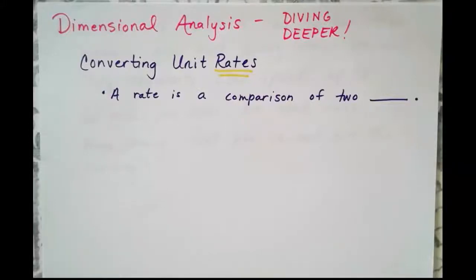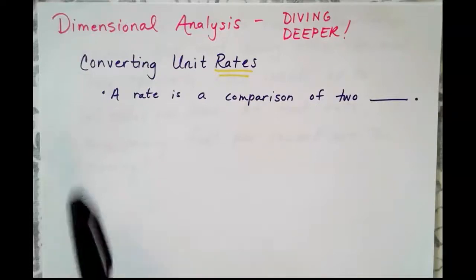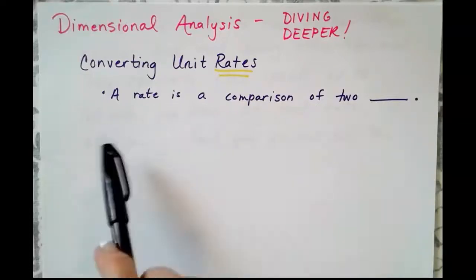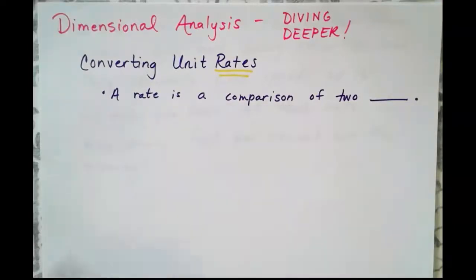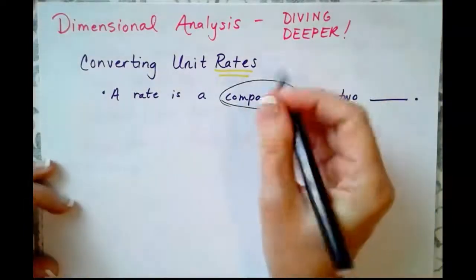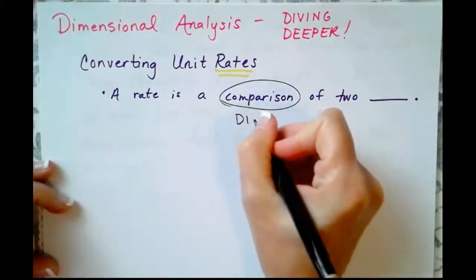So we're diving deeper into dimensional analysis today, and we're going to be talking about converting unit rates. We were using unit multipliers to make conversions. We're going to continue to do that, but now we're just going to apply it to a rate. So first thing we have to understand is, what is a rate? A rate is a comparison. And remember, when we're doing a comparison, normally we're dividing.